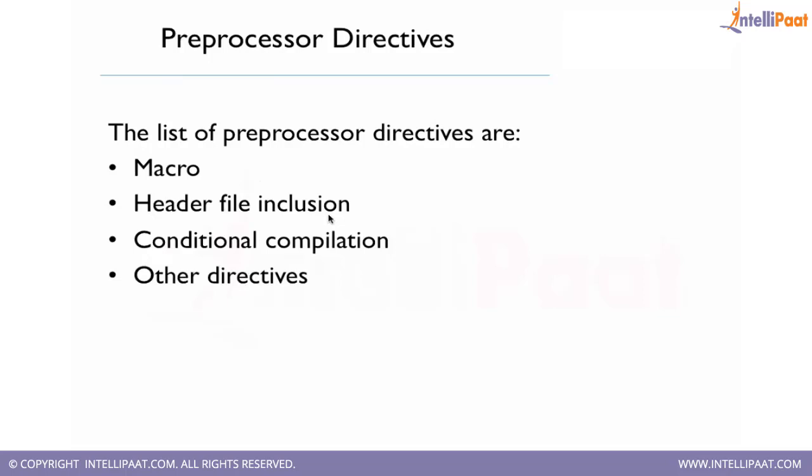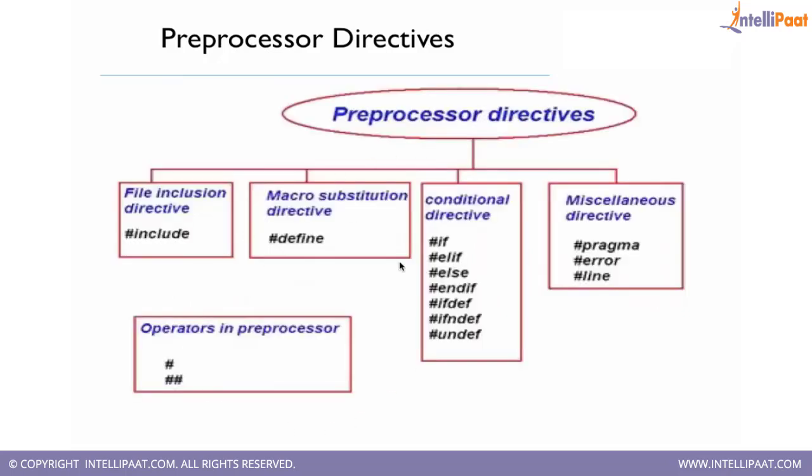Here is the list of preprocessor directives: macros, header file inclusion, which we have already used a lot, conditional compilation, and some other directives. Header file inclusion is nothing but hash include of some header file. For example, we have included stdio.h almost every time. So this is an example of header file inclusion. Conditional compilation, we'll be covering this and some other directives.